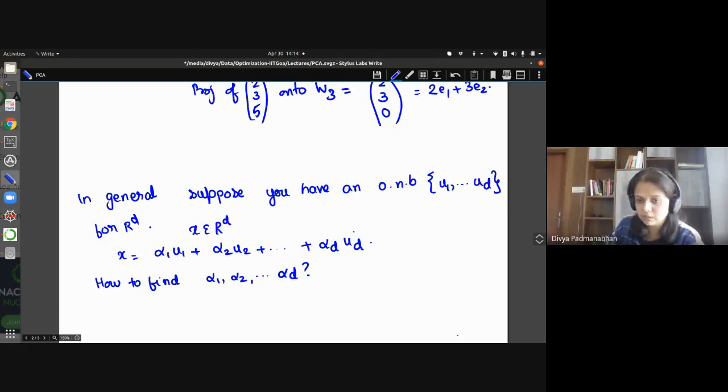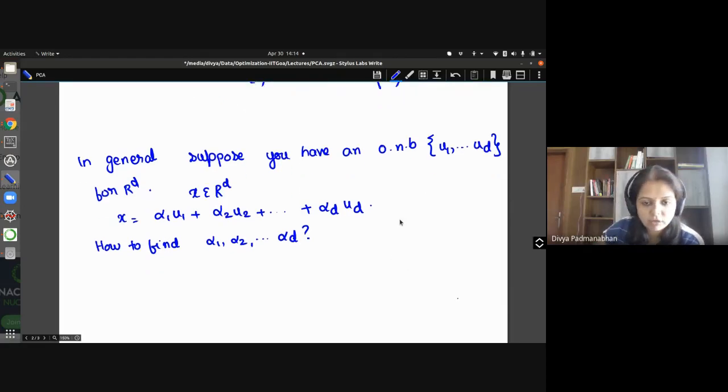Consider U1 to UD. Now any x in Rd, you can represent using these orthonormal bases, and suppose you call these coefficients in this manner. So x is alpha 1 U1 plus alpha 2 U2 and so on up to alpha d UD. A way to find alpha 1, alpha 2, alpha d, that is what we'll just see once.